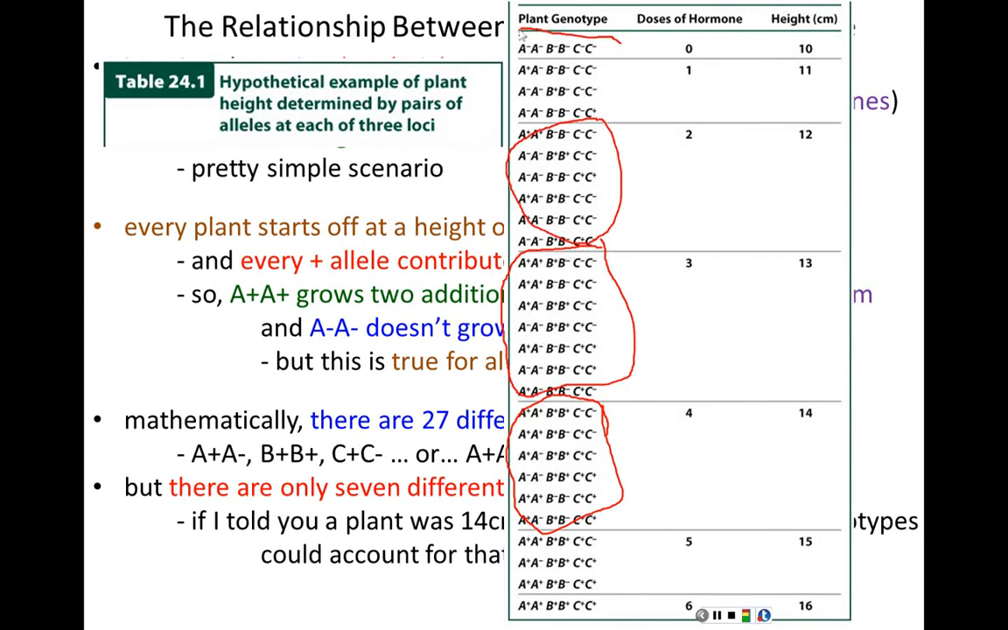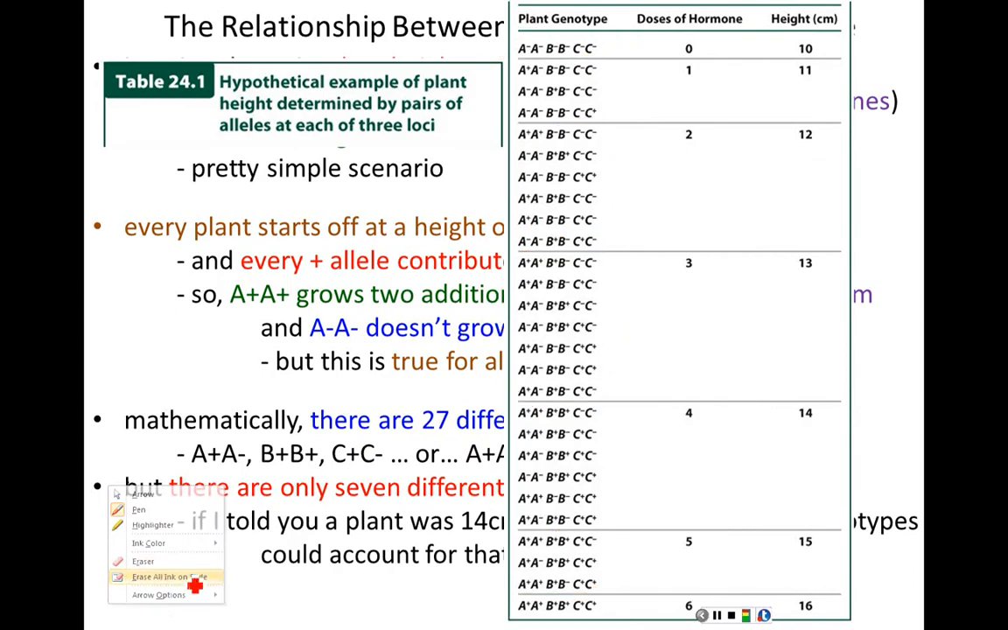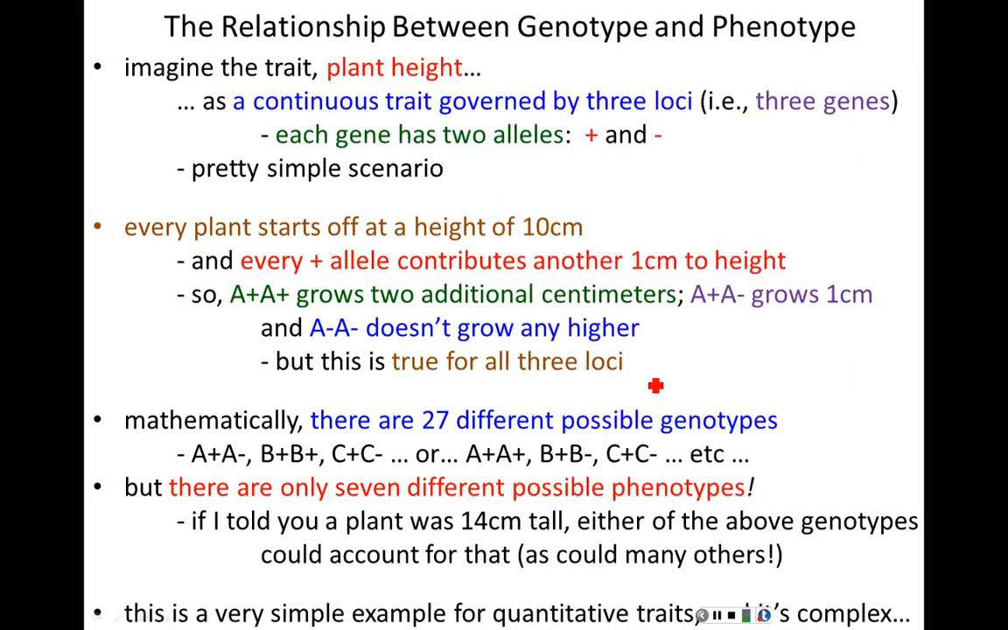There's only one genotype that keeps you at 10 centimeters, and that's when they're all negative. And there's only one genotype that gives you a 16 centimeter plant, and that's when they're all positive. But for all the phenotypes in between, there are multiple different genotypes that can give you that phenotype. Multiple different genotypes giving you the exact same phenotype. A characteristic of quantitative traits.